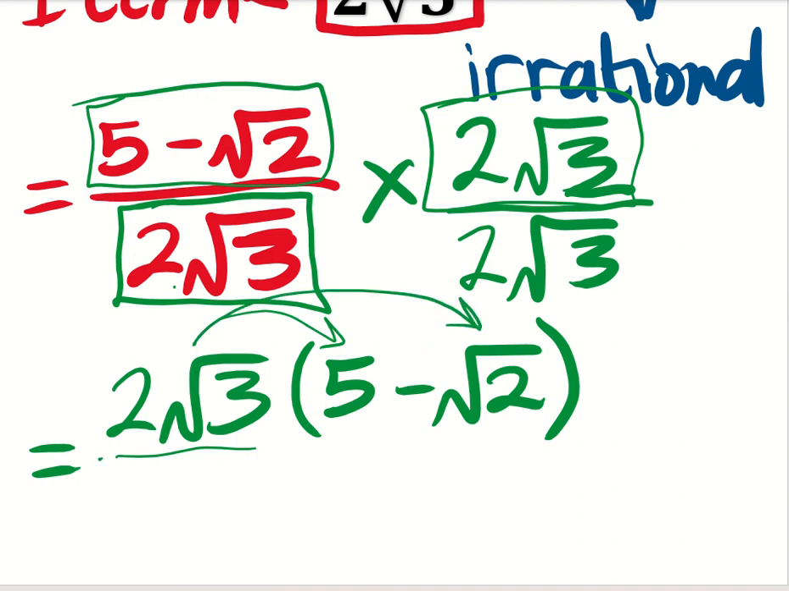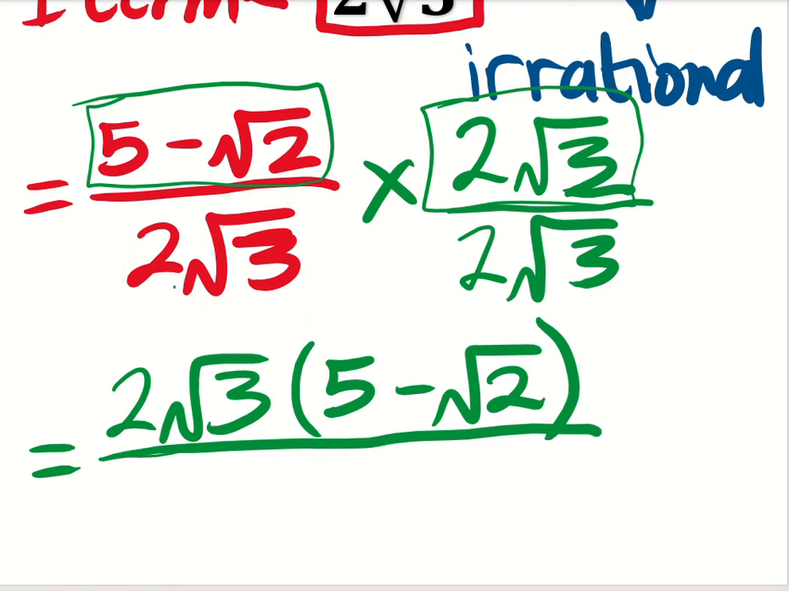Then in the denominator we are also going to be multiplying the terms, so we are going to times 2 square root 3 by 2 square root 3. You just have to do this step by step. So first you can just start by multiplying the ones that are outside of the root. And another thing, guys, never multiply a number that is inside of a root by a number that is outside of a root.